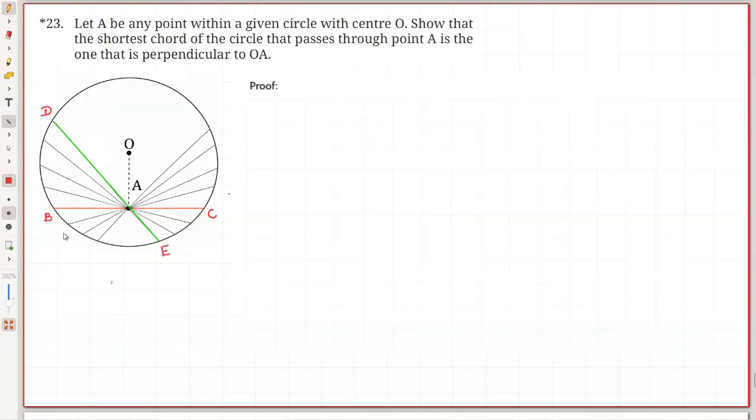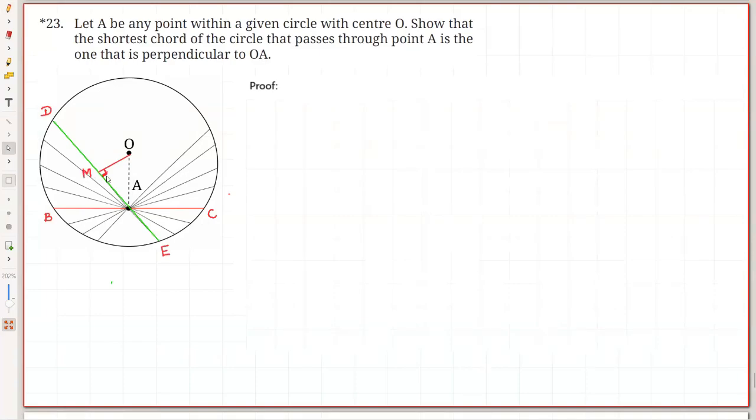For proving BC is shorter, I have to do a construction from O. OA is perpendicular to BC, so it will form a 90 degree angle. Similarly for DE, I'm going to make one more 90 degree line from O, and I'll name its foot M.